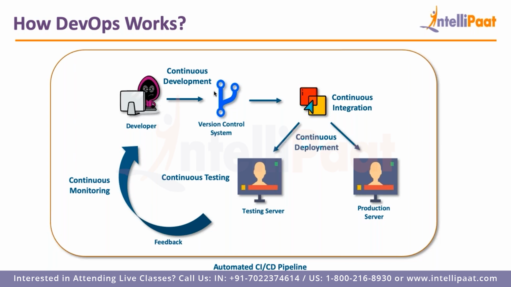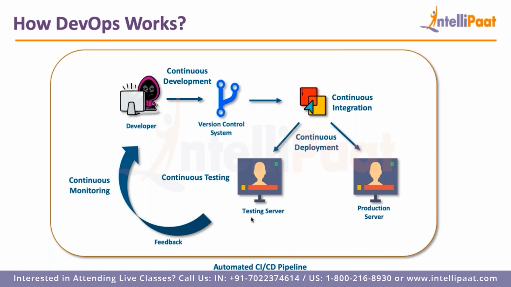So the moment the developer pushes the code, the continuous integration software automatically gets to know that there is some change. Let's pull that change and deploy it on the testing server. So the continuous integration software picks up the software which the developer just pushed and puts it on the testing server. Then once the continuous integration server puts the code on the testing server, it is tested against the automated test cases which are developed by the testers.